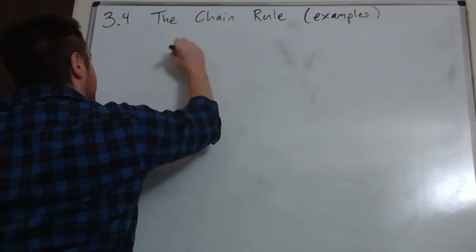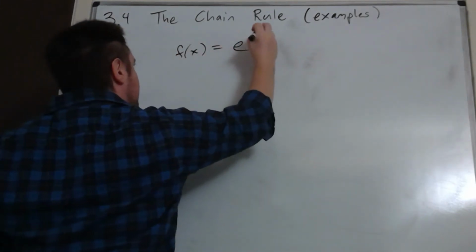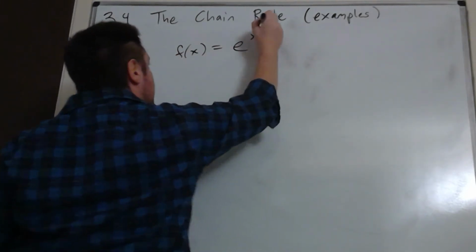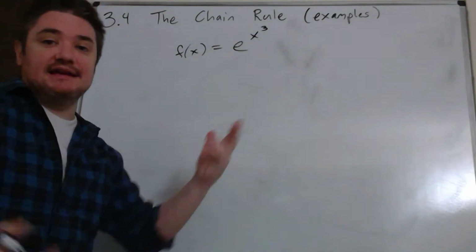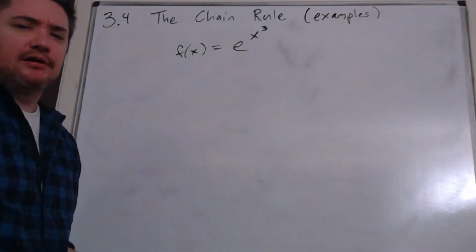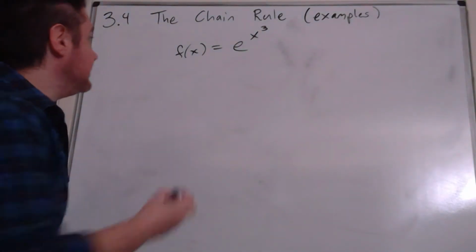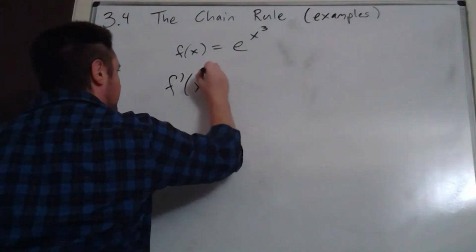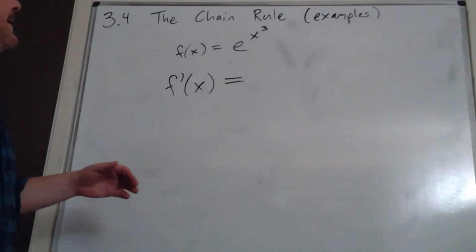Let's say I've got this function, f of x is e to the x cubed, right? So last time I just had 5x, a nice linear exponent. Now I've got a cubic up there. So that looks even more complicated. But let's see if we can just get this out quickly.